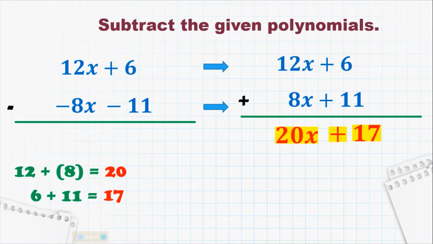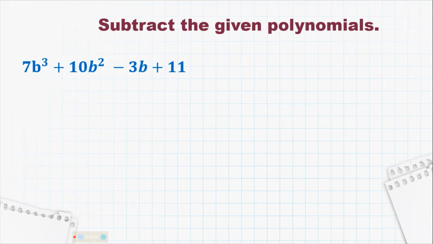So, positive 17. Tandaan nyo, ang magkatapat, kailangan parehas ng literal coefficient. Dahil hindi mo pwedeng pagsamahin pag magkaiba sila ng literal coefficient. So, dapat yan ay naka-align. So, the final answer is 20x plus 17.